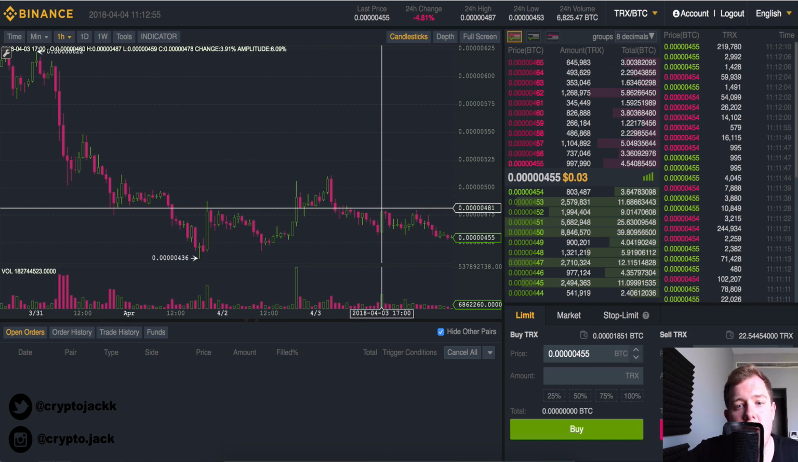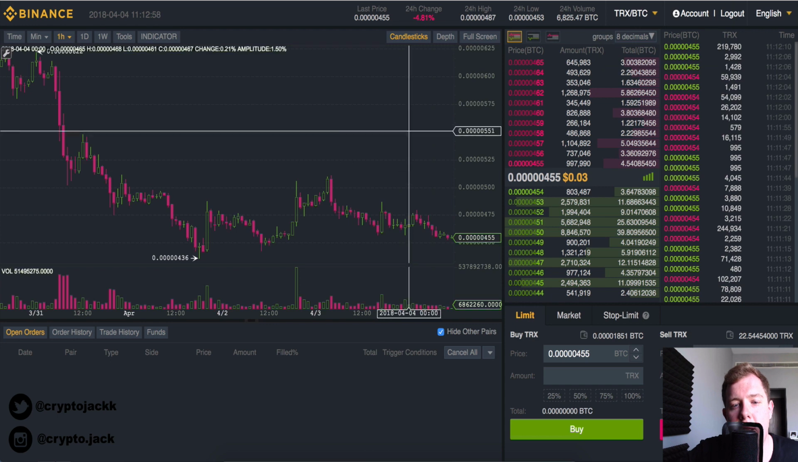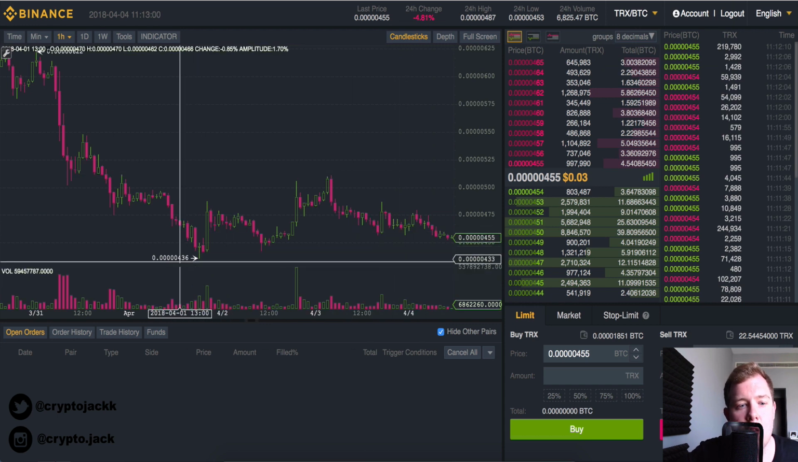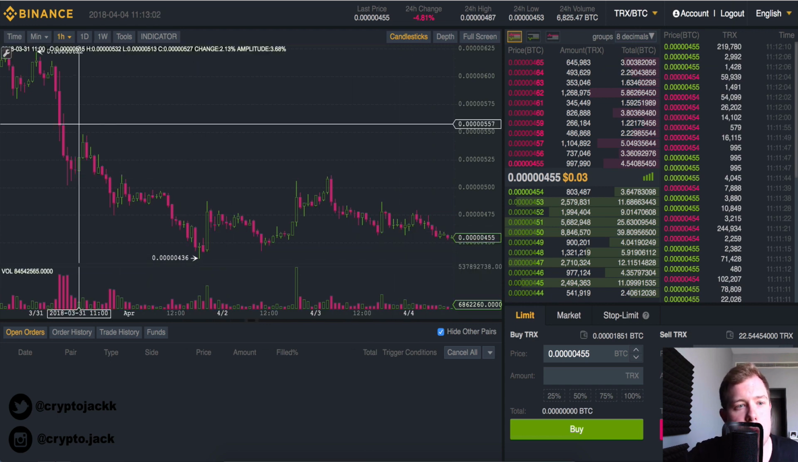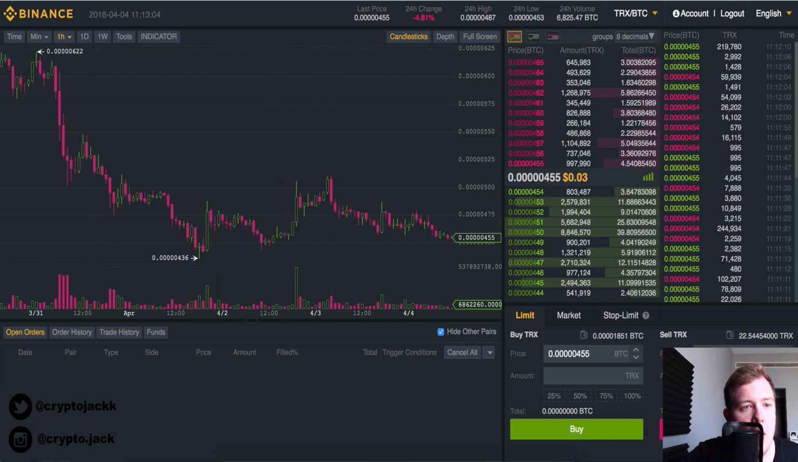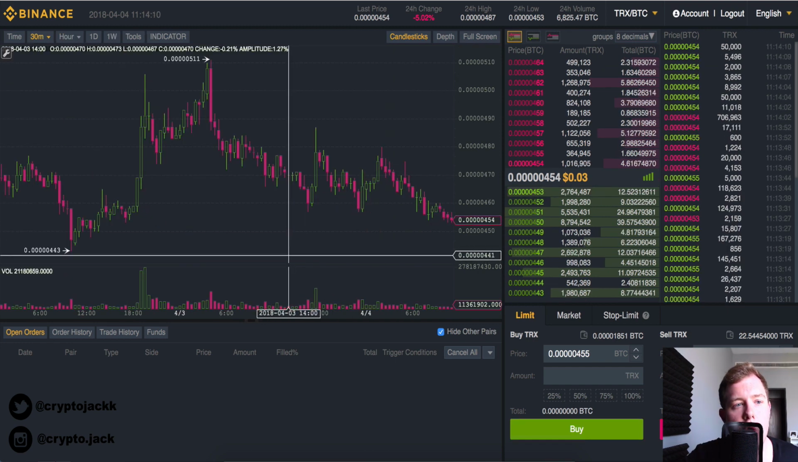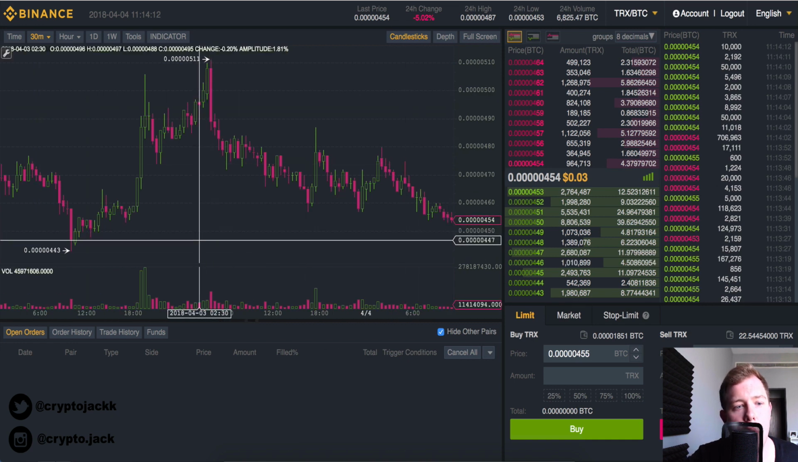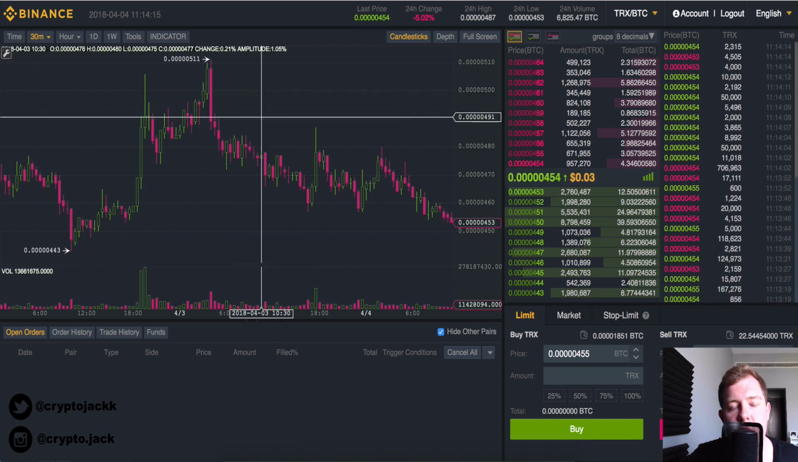So yeah, having a look at it, we can see that it is down 4.81% on the 24-hour. The lowest point here was at 436 Satoshis and the highest point was up here at around 622 Satoshis. If we go ahead and have a look at the 30-minute chart, that may give us a better indication. On the 30-minute chart, we can see that the low was around 443 and the high was 511.